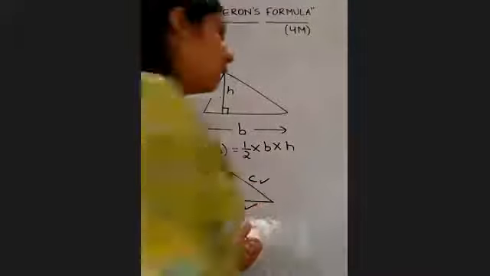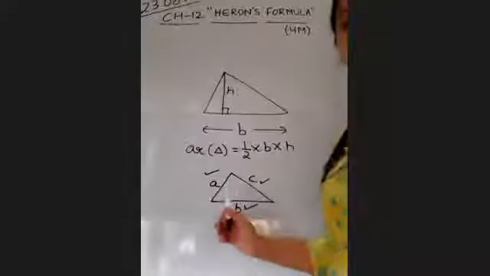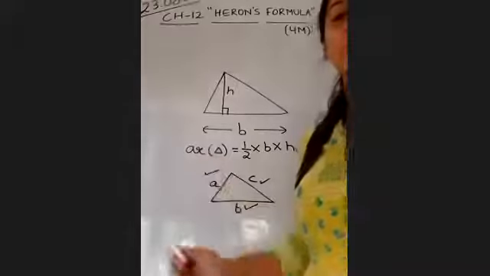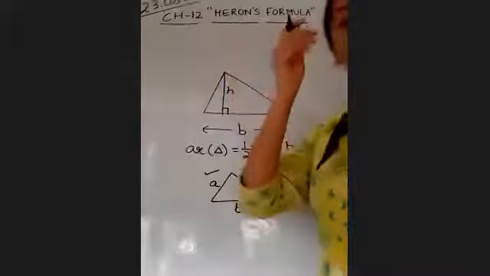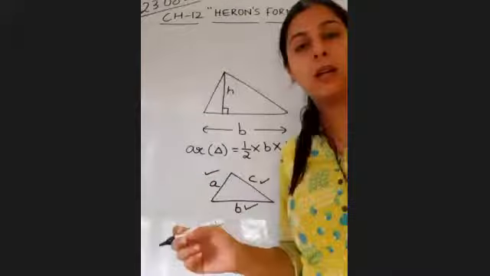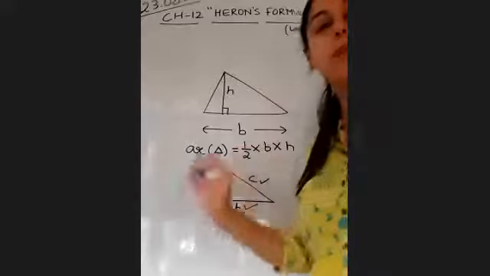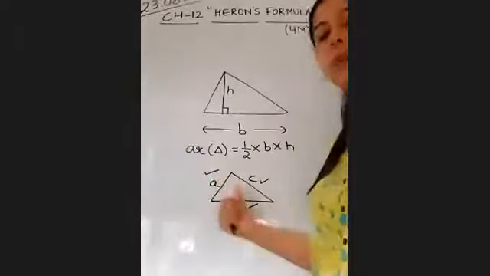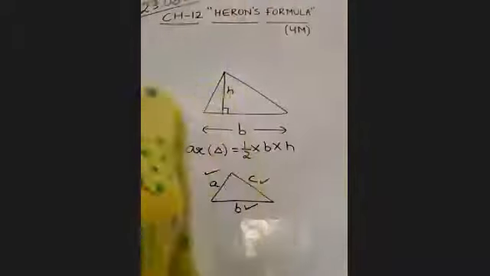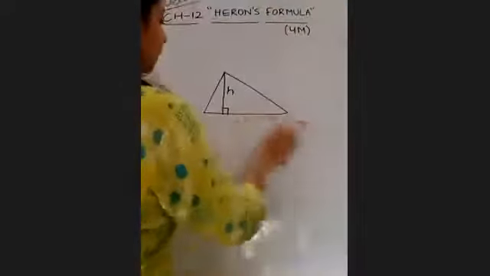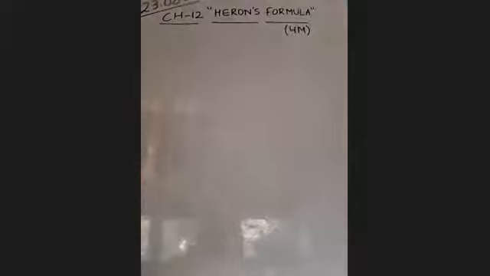And who gave us the formula for finding the area of such a triangle? It was the mathematician Heron. Heron was a mathematician who gave us the formula to find the area of a triangle whose three sides are given. No perpendicular is given, but all three sides. And that is why the name of the formula is Heron's formula, after the name of the mathematician Heron. So what is the formula? Let's see.